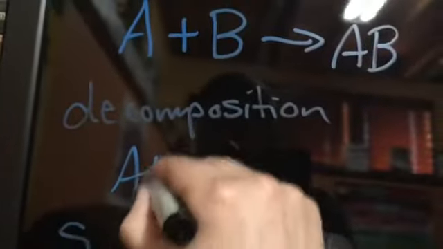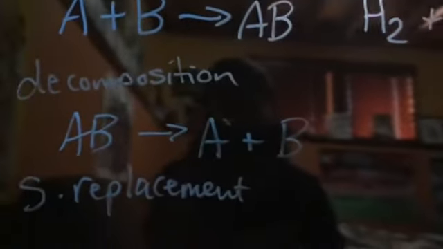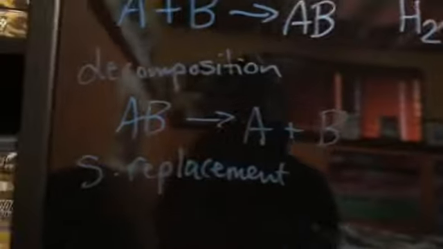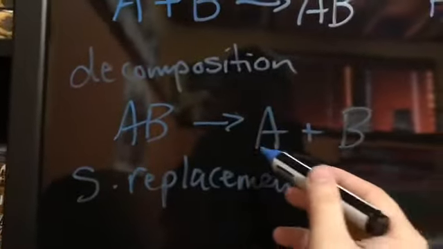We have a single element of hydrogen plus a single element of oxygen combined to make H2O. Now decomposition is just the opposite. So we start with the complex compound and it breaks down to just its individual pieces. We start out with the compound and we get each individual piece. So an example would be H2O breaks down into H2 plus O2.